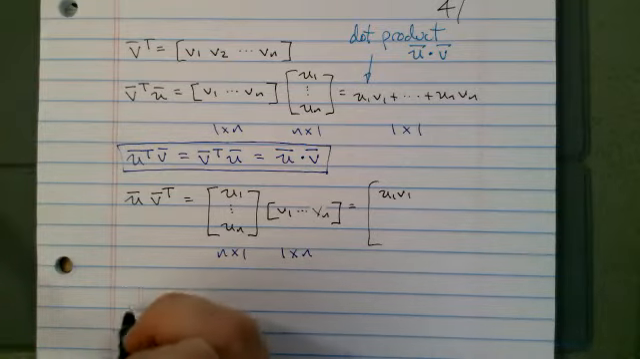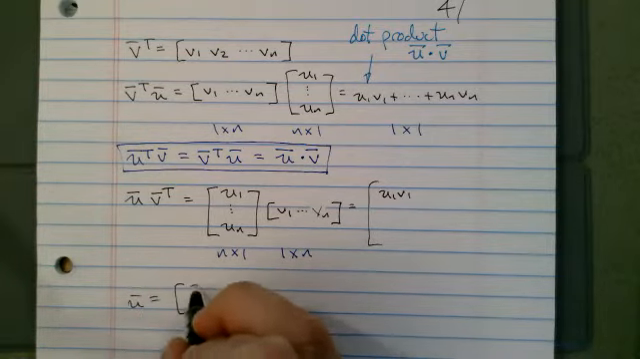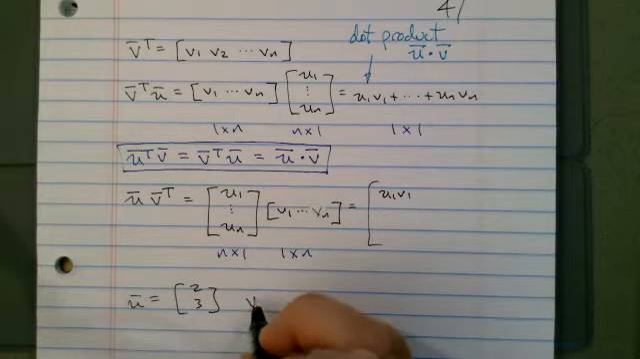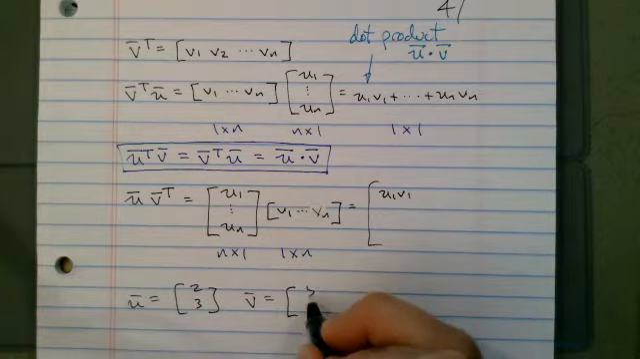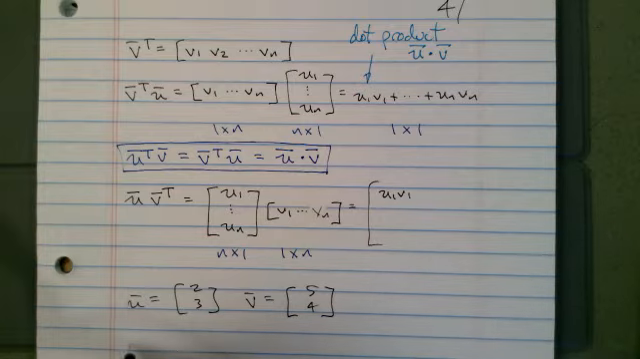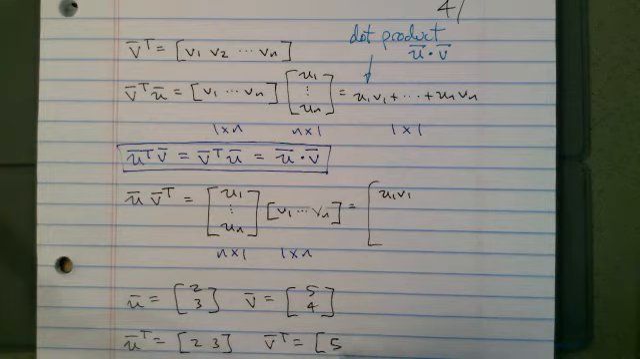Let's suppose that U is 2, 3, and V is 5, 4. Then for U times V, U transpose is going to be 2, 3, and V transpose is going to be 5, 4.